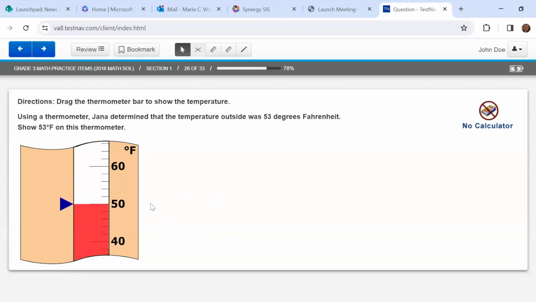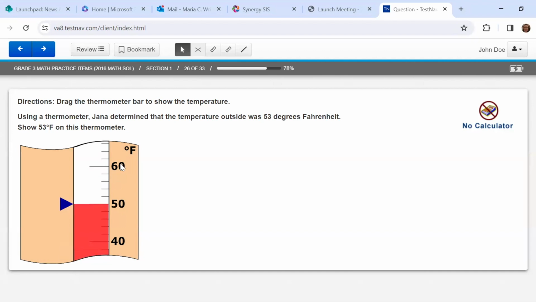What I tell my students to do is to go from one number to the next and count by ones and see if it makes sense. So if this is 50, 51, 52, 53, 54, 55. Uh-oh, it doesn't match. So my scale is not counting by ones. I'm going to try counting by twos and see if that works. 50, 52, 54, 56, 58, 60.